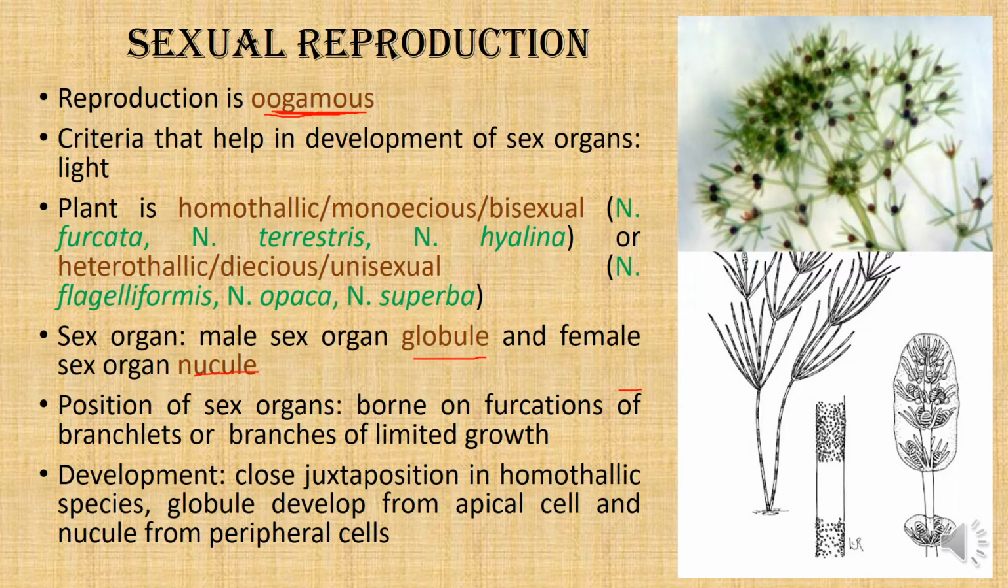Now Chara as well as Nitella have a characteristic that some of the species are homothallic, that is, a single plant of Nitella will bear both sex organs, or they can be heterothallic, that is, a single plant will bear only a particular type of sex organ.